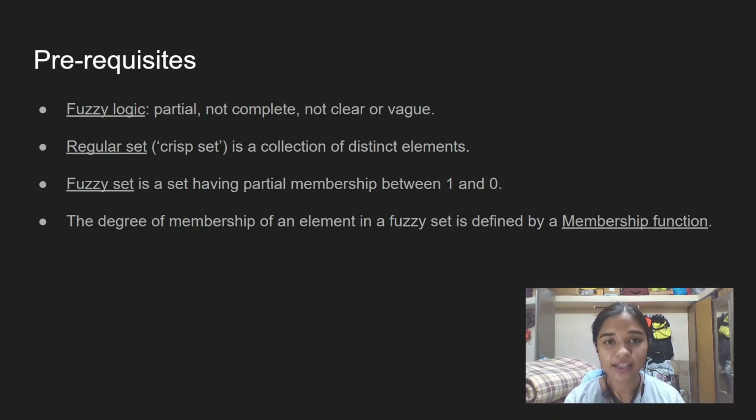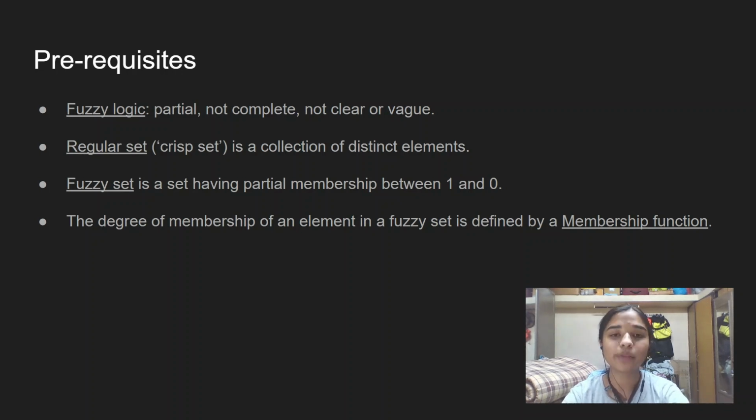So let's look at some of the basics. We already are familiar with the set data structure. So a regular set or a crisp set is a collection of unique elements. So we have already learned this in previous classes. So to understand what a fuzzy set is, let's understand the meaning of the word fuzzy logic.